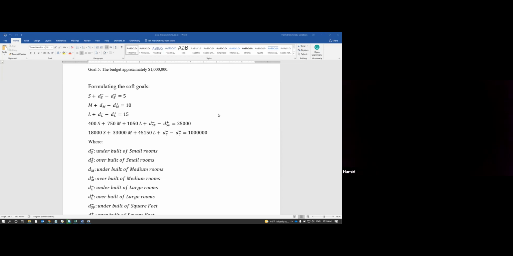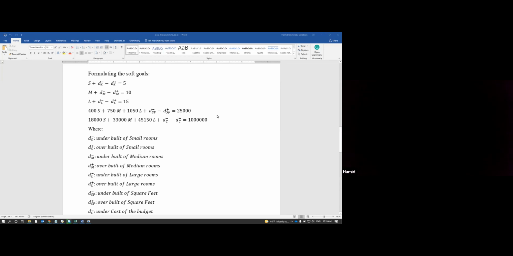Having said that, we add deviation variables for each goal. So for the number of small rooms, medium rooms, large rooms, and even for area, we have overbuilt square feet and underbuilt square feet, and over budget and under budget. So here, on top of deciding about our initial decision variables, we should also decide how much deviation we are looking for.